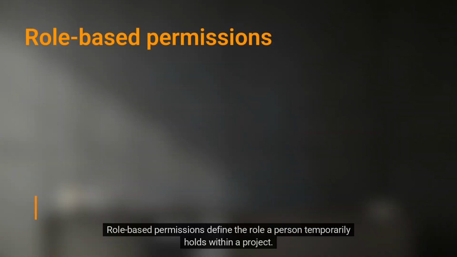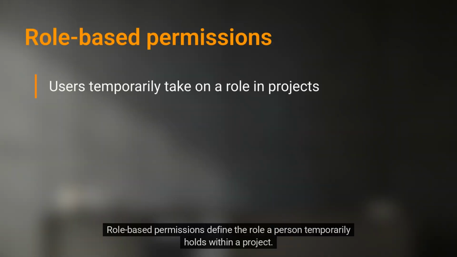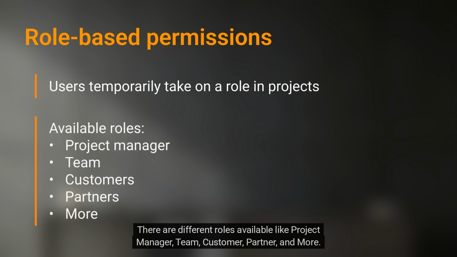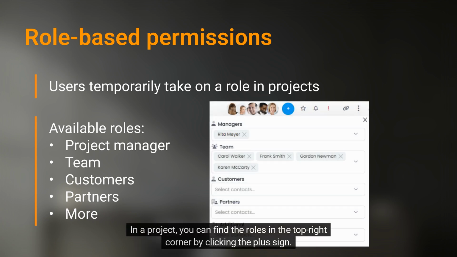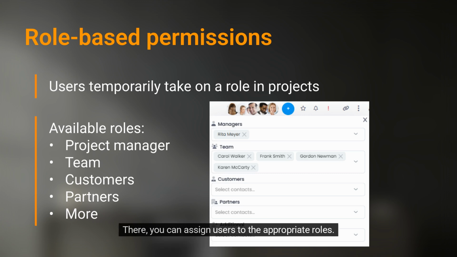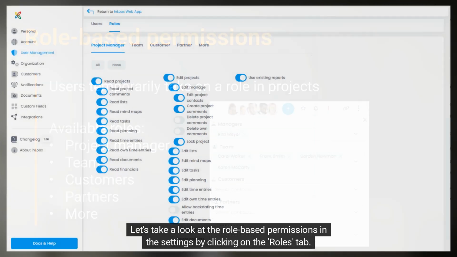Role-based permissions define the role a person temporarily holds within a project. There are different roles available like project manager, team, customer partner, and more. In a project, you can find the roles in the top right corner by clicking the plus sign. There you can assign users to the appropriate roles. Let's take a look at the role-based permissions in the settings by clicking on the Roles tab.